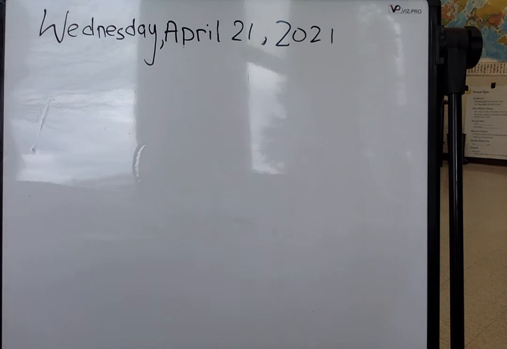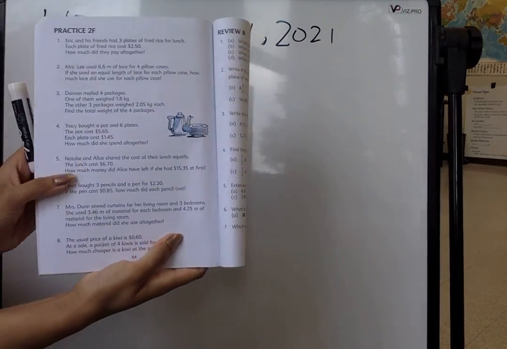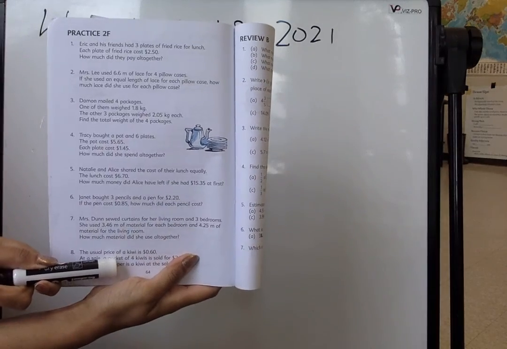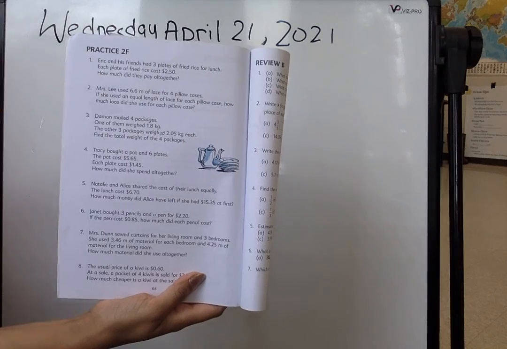Hi grade 4, today is Wednesday, April the 21st, and for our math lesson we are looking at practice 2F. It is on page 64 of your textbook.